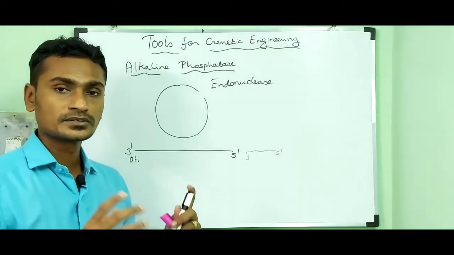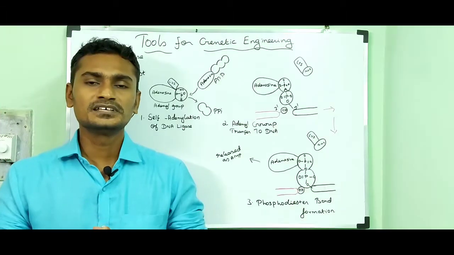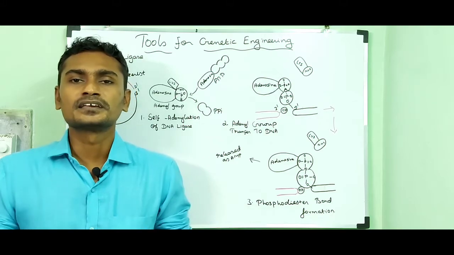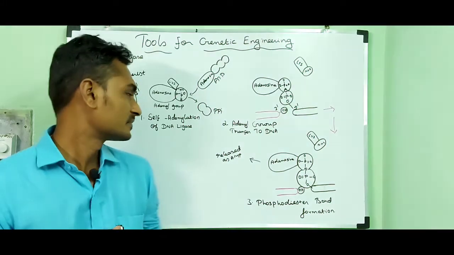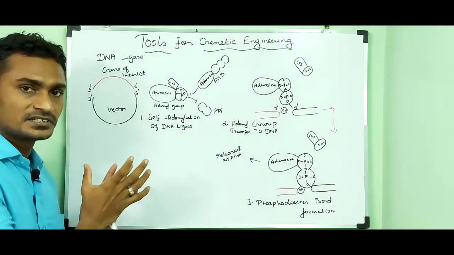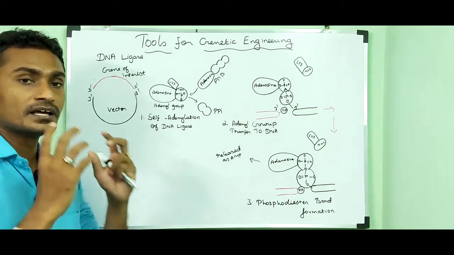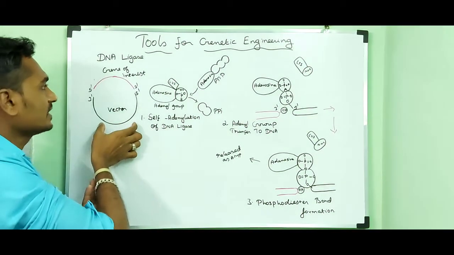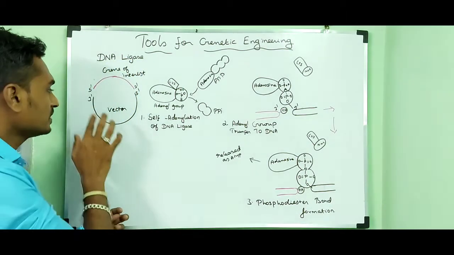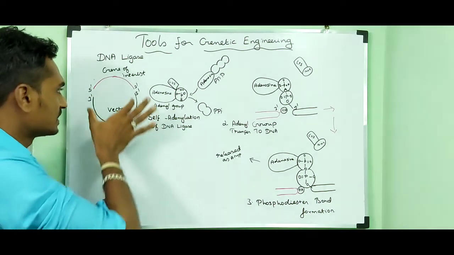Then I am going to tell about the DNA ligase enzyme. Let me explain how the DNA ligase enzyme is used in making recombinant DNA. Here it shows the vector DNA, that is the plasmid DNA, and it is a gene of interest. So the DNA ligase makes a ligation between the vector DNA and the gene of interest by creating the covalent bond between vector DNA and gene of interest, and that process is called ligation.